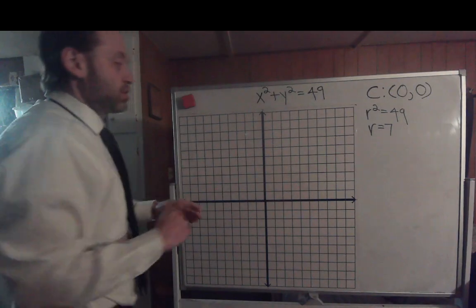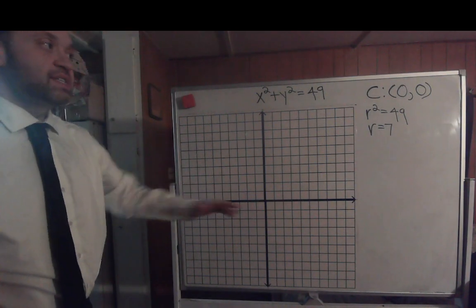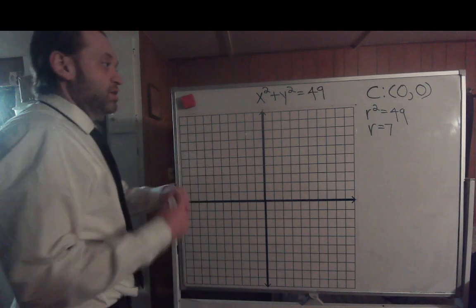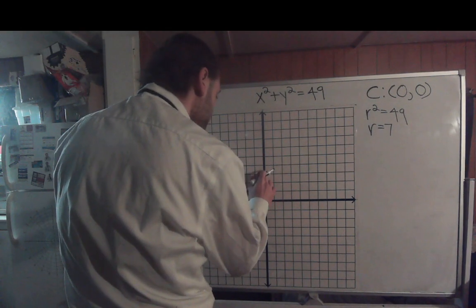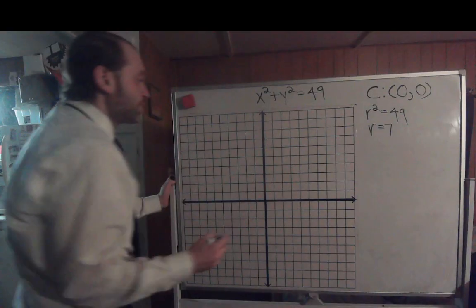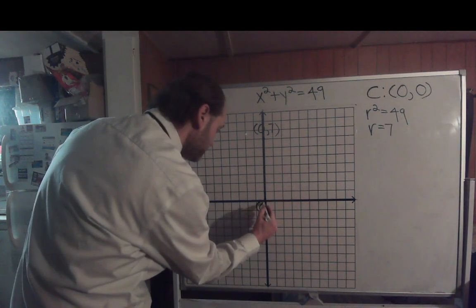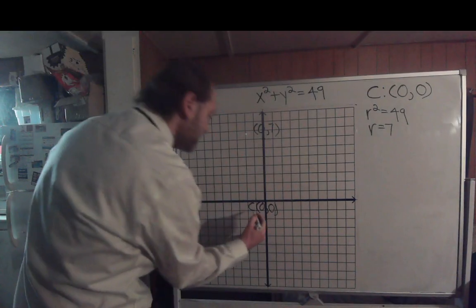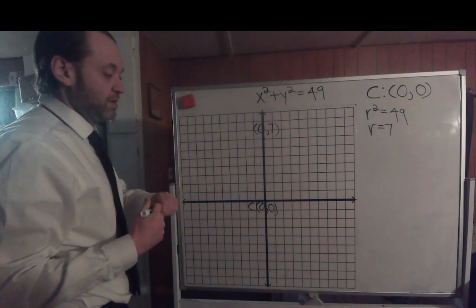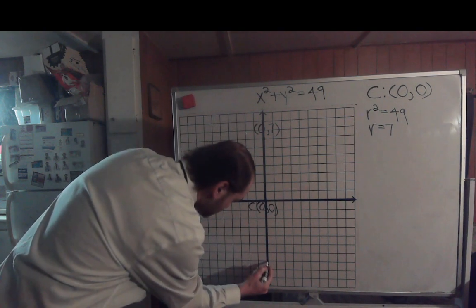Now, to graph the circle, here's how you do it. Take your center, which in this case is (0, 0), plot 7 units above the center, so you would be at (0, 7). 3, 4, 5, 6, 7. (0, 7) right there. In fact, let's label that (0, 7). Here is (0, 0), the center. Then definitely go 7 units below the center. So 1, 2, 3, 4, 5, 6, 7.